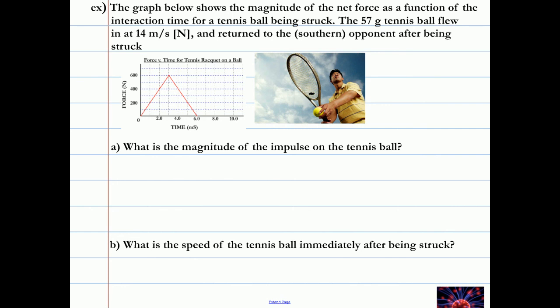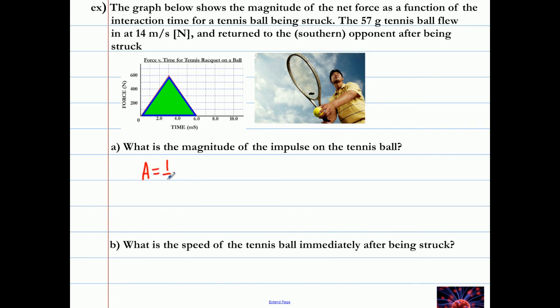Okay, so we've got an impulse momentum question here for you. A 57-gram tennis ball flies in at 14 meters per second north. It is struck and returned to the southern opponent after it is struck. So we've got a force-time graph of that event, and part A is asking for the magnitude of the impulse. So we just have to find the area under that graph.